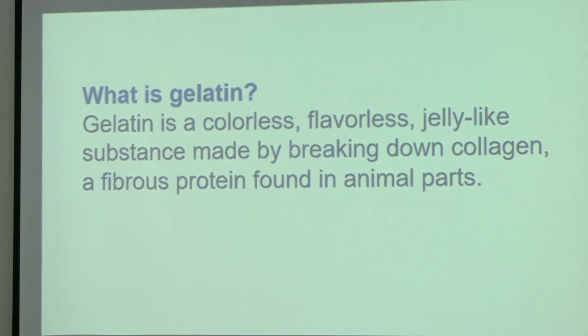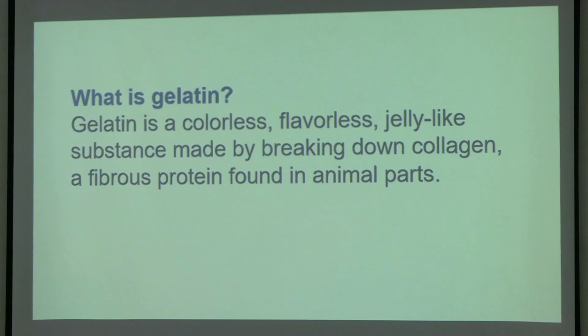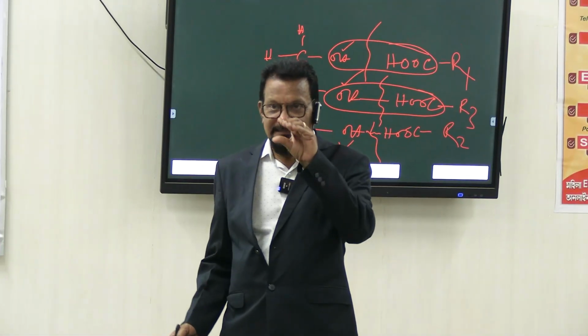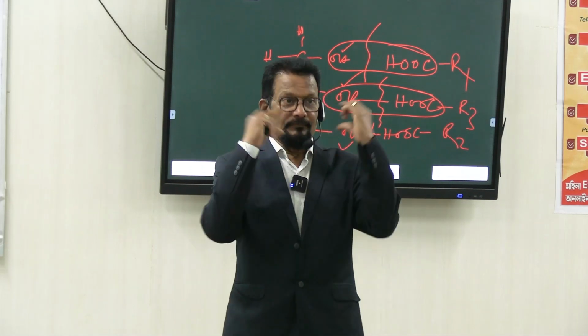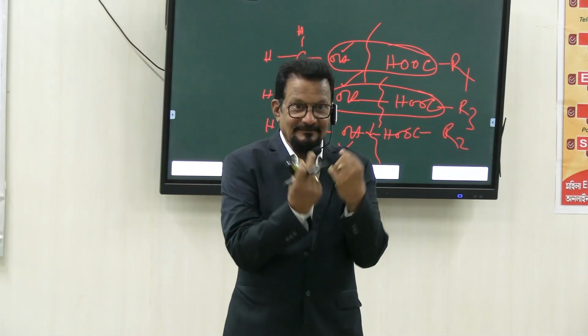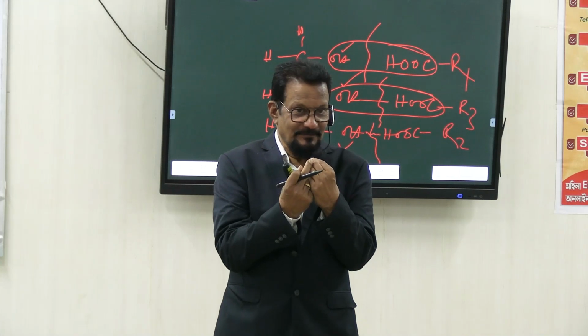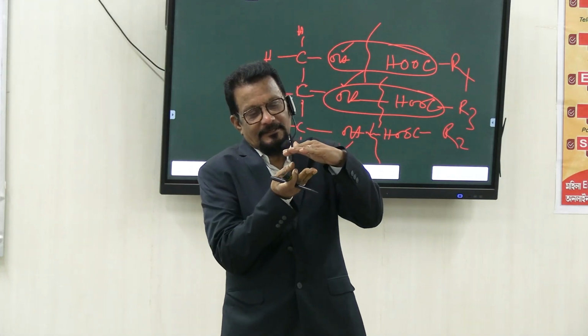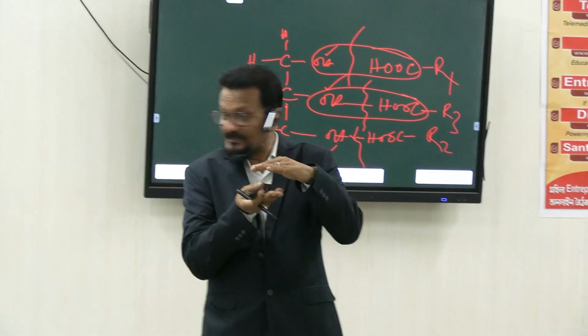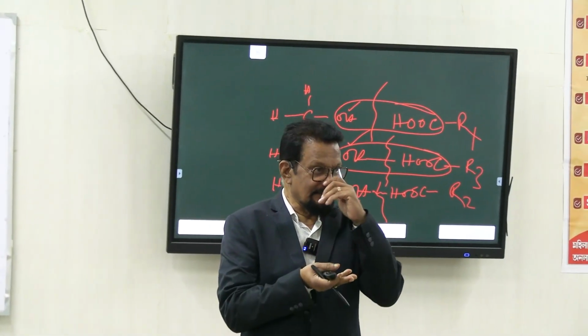Learn this. What is gelatin? Learn. In the vertebral column there are segments. In between the segments, what is there? A disc is there. And if this is slipped to a particular side, we call it a slipped disc.